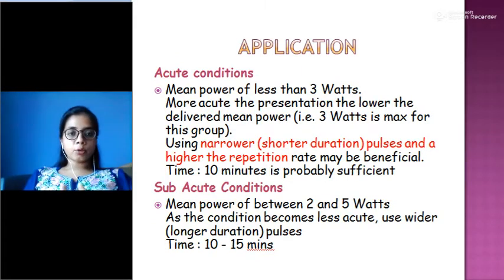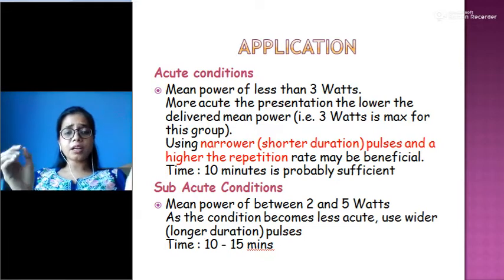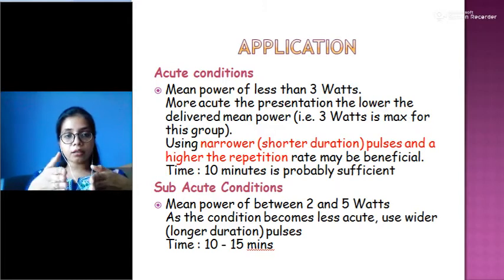Now, in acute conditions, a mean power of less than 3 watts is used, and shorter duration pulses are used with a higher repetition rate. 10 minutes is probably sufficient for acute wounds. In subacute conditions, the power ranges from 2 to 5 watts. As the condition becomes less acute, you can use wider, longer duration pulses. Again, the treatment time is 10 to 15 minutes.